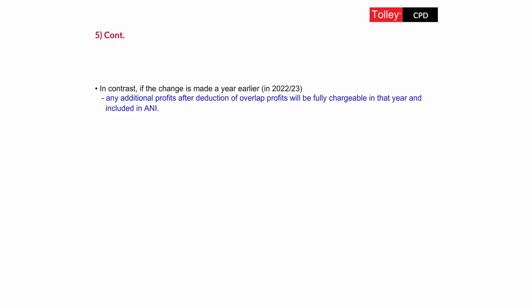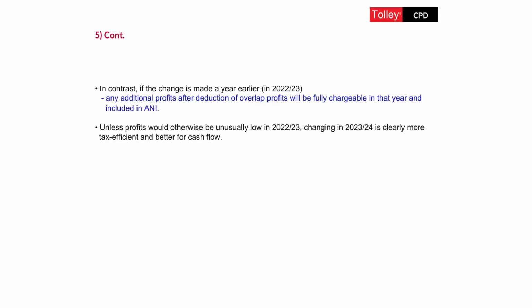So it means that although you do need to consider it on a case by case basis, it's pretty clear that in the vast majority of cases it's going to be better to change your accounting date in the transition year to take account of the rules for transition profits, where you can have the spreading applying and that they won't affect your adjusted net income.